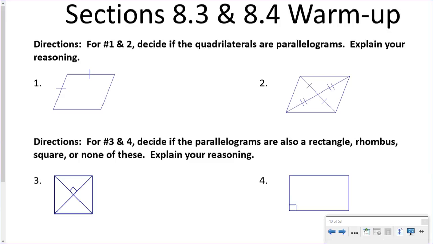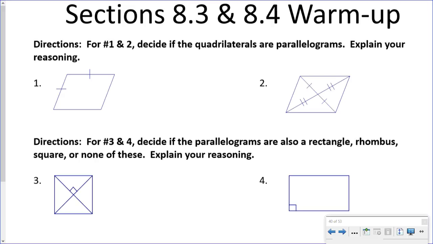Okay, so here's the warm-up. You guys should be working on the 8.3, 8.4 warm-up, and then you'll pause it and turn it back on and we'll go over it, make sure you have everything correct so that it reminds you what we did last week to get ready for your 8.3, 8.4 quiz.